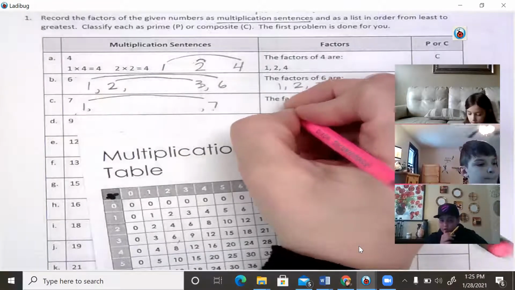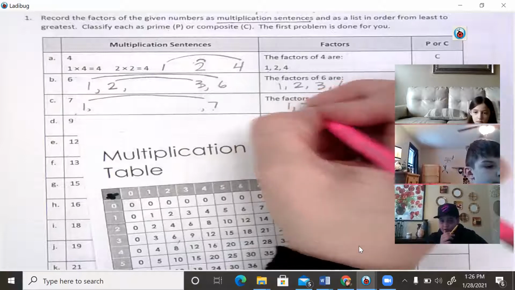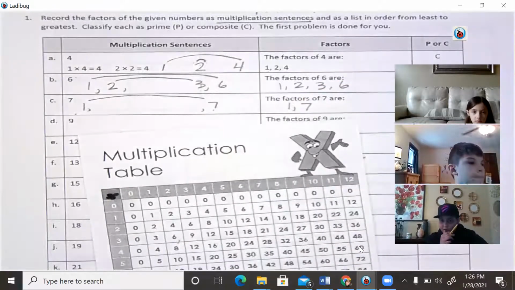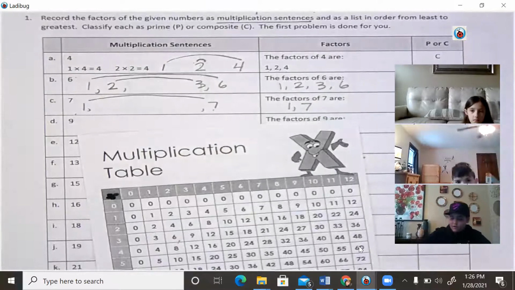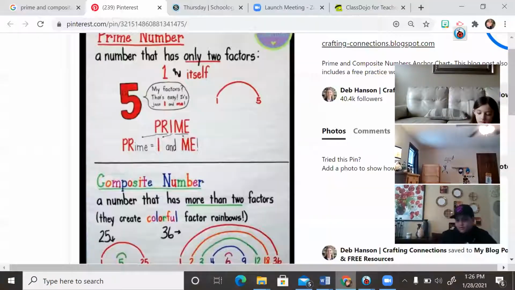1 and 7. The only numbers that you can multiply together to get 7 are 1 and 7. So Carson, is 7 prime or composite? Prime. Why do you think it's prime? Because it's more than 5 and 1. No, not more than 5 and 1. What makes a prime number?